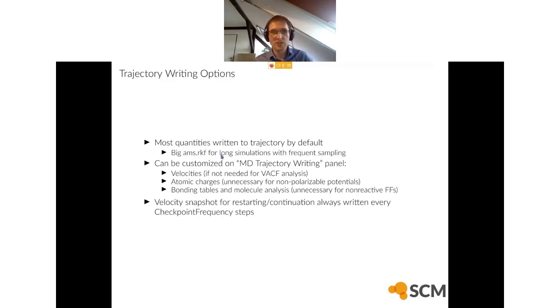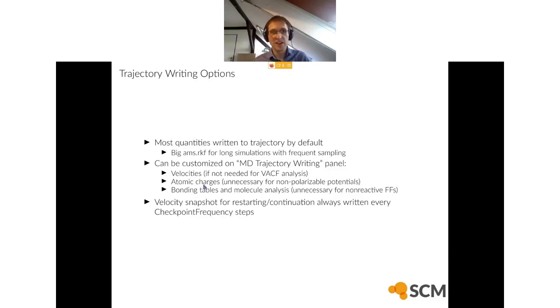So if you have a long simulation and you sample very frequently, your ams.rkf will get fairly big. This can be all customized on the panel called MD trajectory writing in AMS input. You can, for example, disable writing the velocities that will already save about half of this disk space if you don't need the velocities for something like the velocity autocorrelation function.